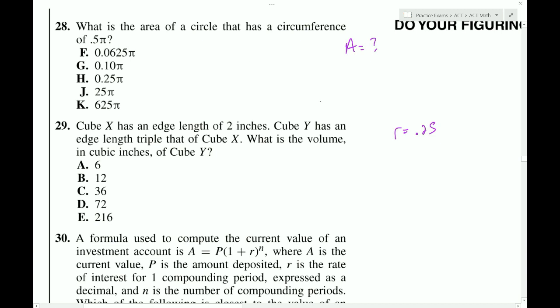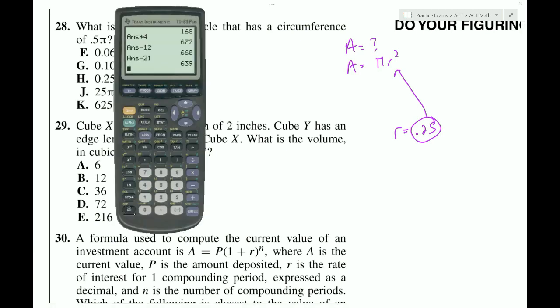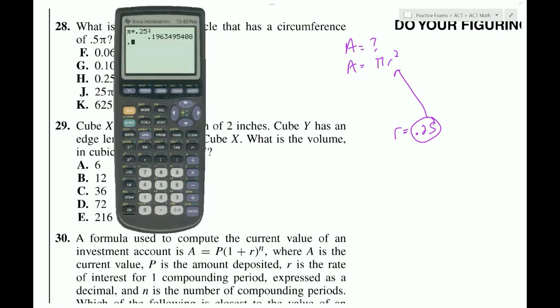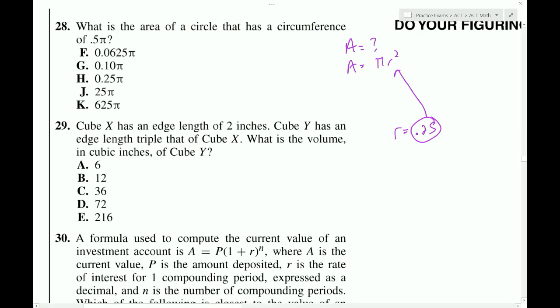So now that we have the radius, we can use our pi r squared formula, plugging this in for r. So we just have to use our calculator here. We don't really need to, but let's just pretend we do. So pi times 0.25 squared. 0.196. Oh, it's in terms of pi, so that's even easier, right? So we just need to do 0.25 squared, 0.0625 pi.